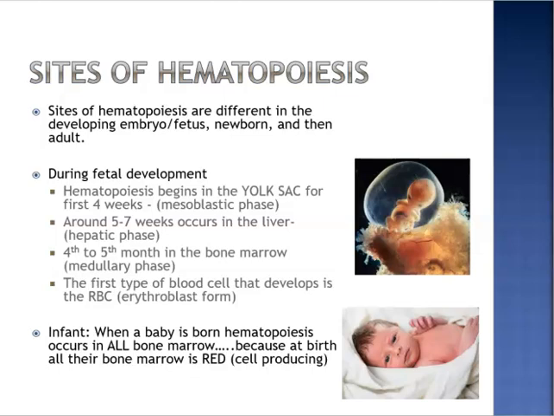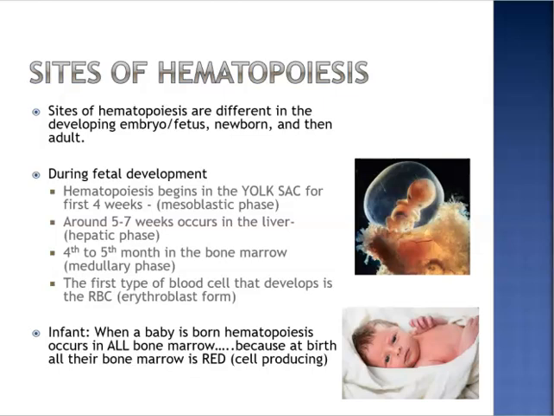But that's not the case for the developing embryo or fetus or our newborns. So where does the development happen for our blood cells in the fetus? Well, in the first stage, hematopoiesis begins in the yolk sac. So what is the yolk sac? It develops inside the mother, inside the uterus, and provides the embryo with nourishment and also helps circulate gases for the first 4 weeks of life. This is known as the mesoblastic phase.